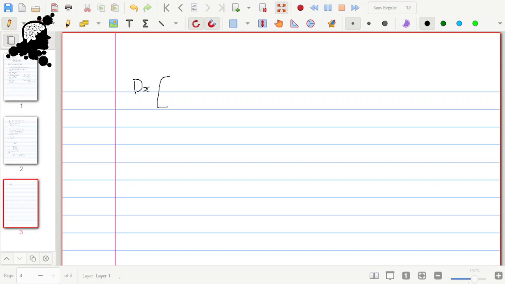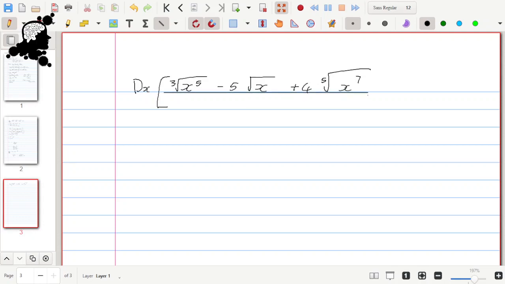So this is dx of the cube root of x to the power 5 minus 5 square root of x plus 4 fifth root of x to the power 7. And all of this is divided by the square root of x. This is an interesting one.